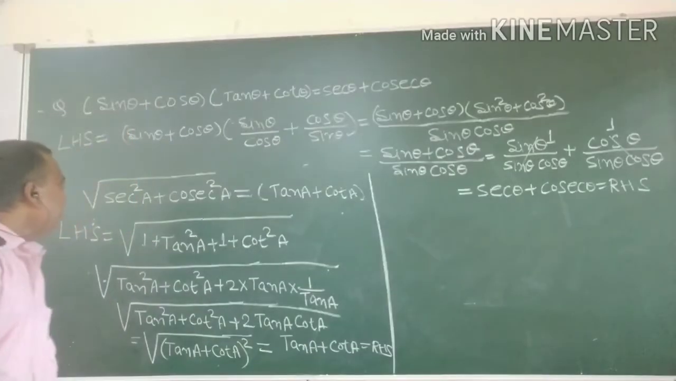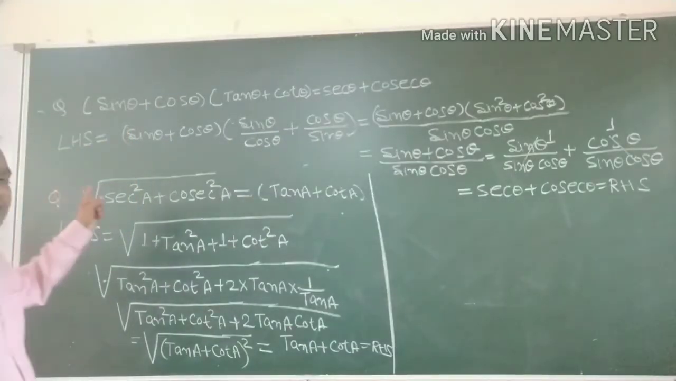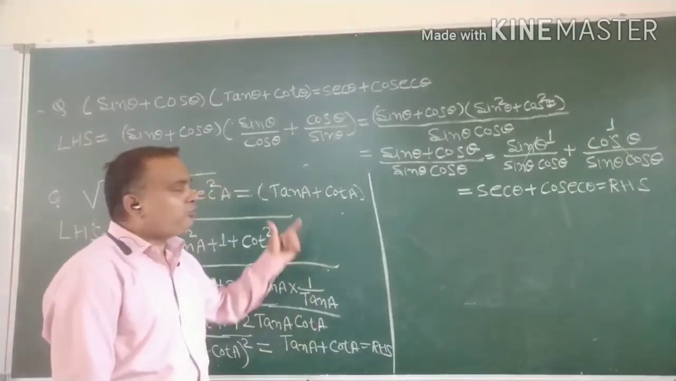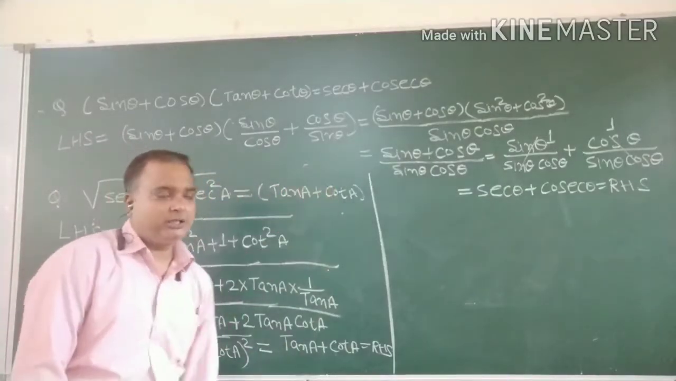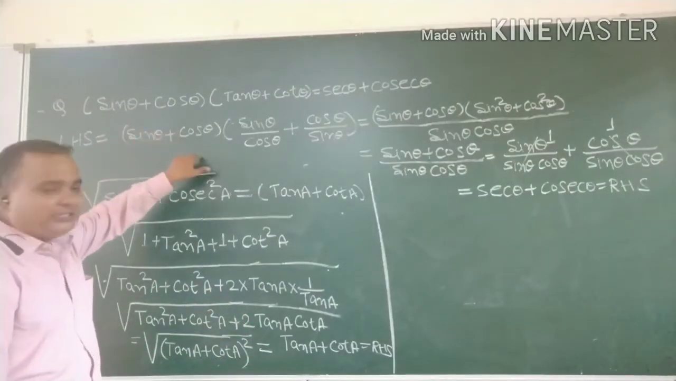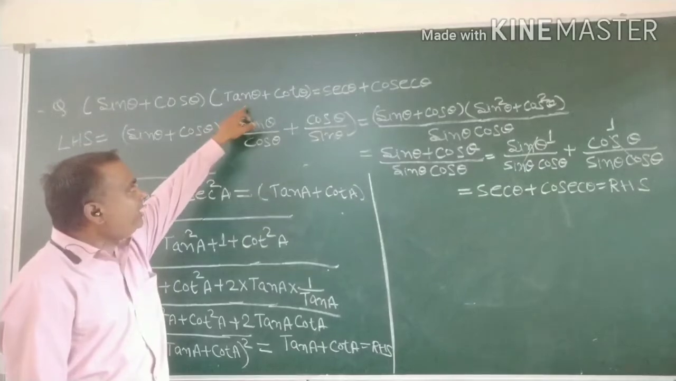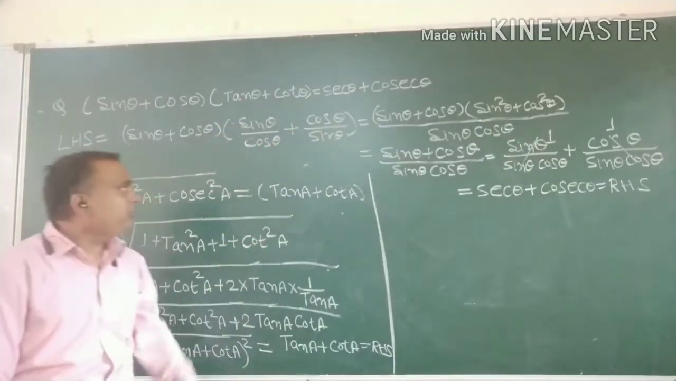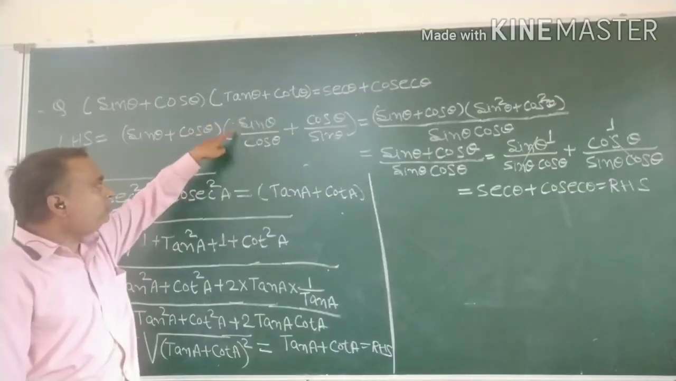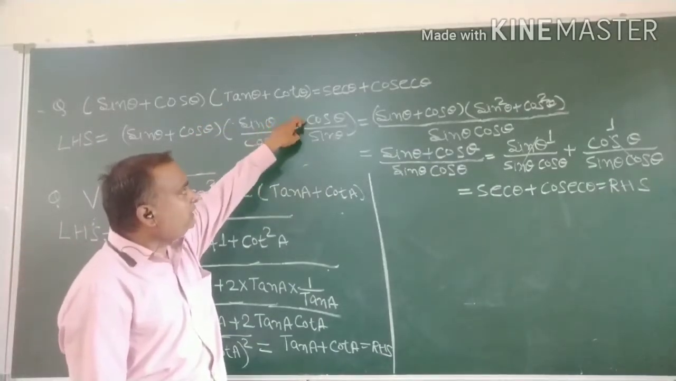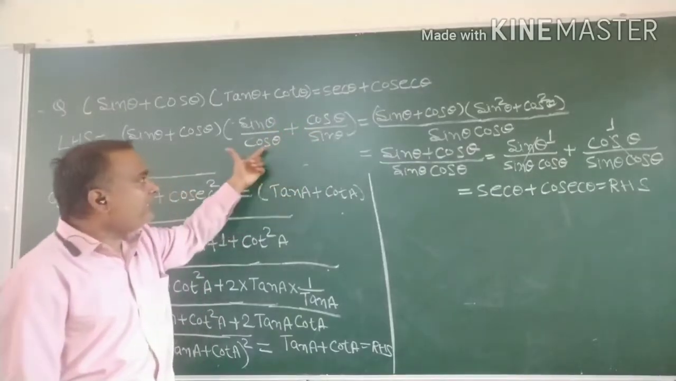Now the next question is prove that sin theta plus cos theta into tan theta plus cot theta equal to sec theta plus cosec theta. So we take the LHS. Sin theta plus cos theta as it is. Now convert tan theta and cot theta in terms of sine and cosine function. So we can write tan theta equal to sin theta upon cos theta plus cot theta equal to cos theta upon sin theta. Now take the LCM.